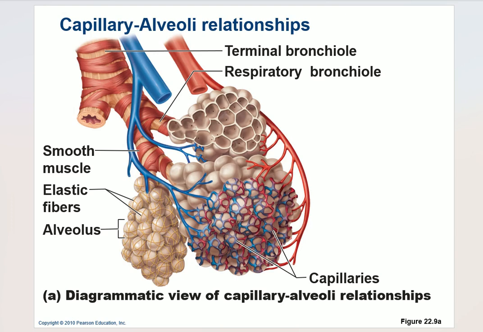There's also smooth muscle that contracts in the bronchioles themselves. And sometimes bronchioles can get constricted by smooth muscle as you're trying to breathe. One of the things that can come up with that is called asthma.